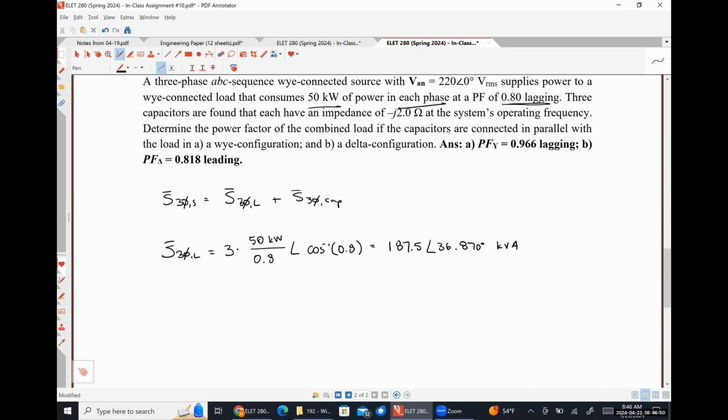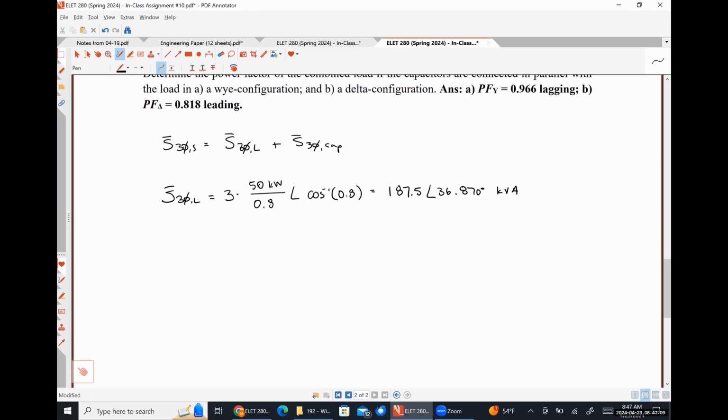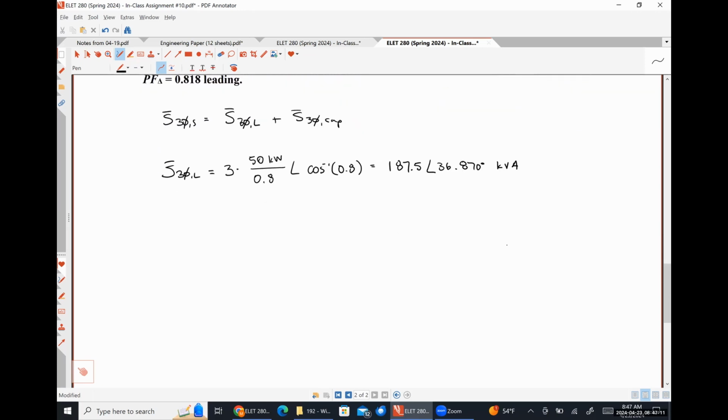how to determine our complex power absorbed by our capacitor bank. So what do we know about our capacitor bank? We know its impedance. And that's really, it's not it, but it's pretty darn close, okay? So I'm going to draw a picture here.